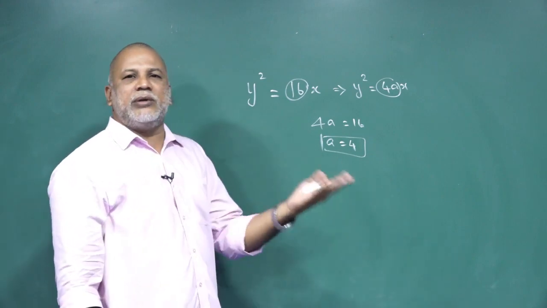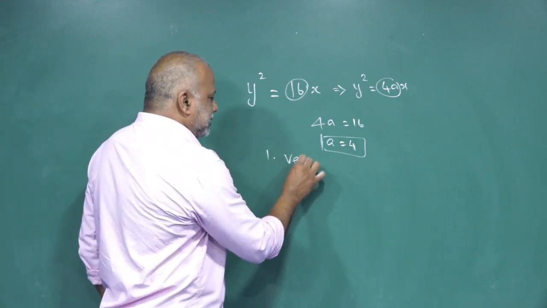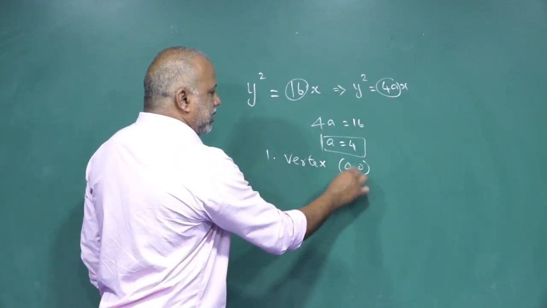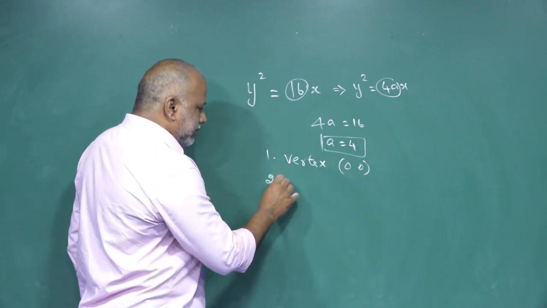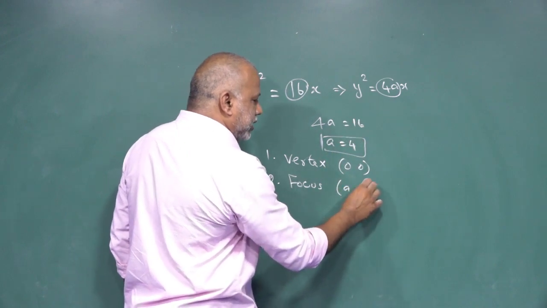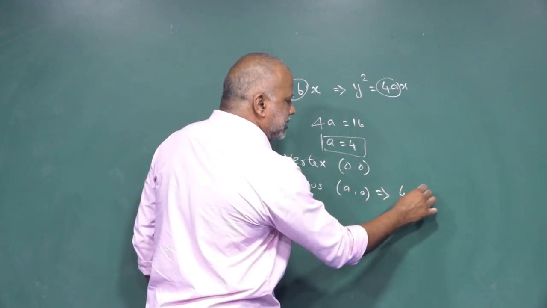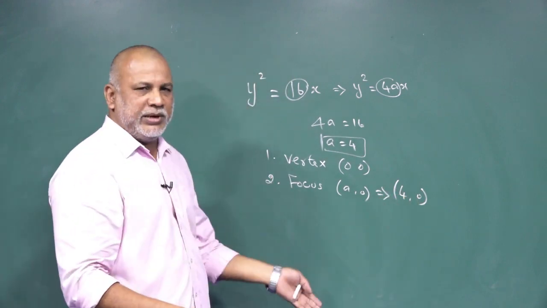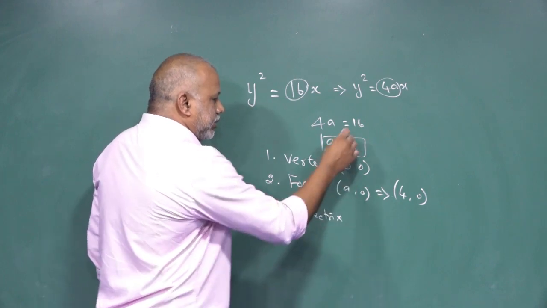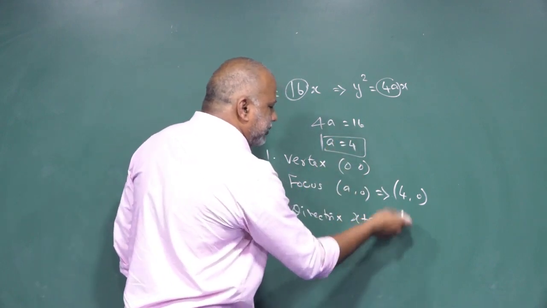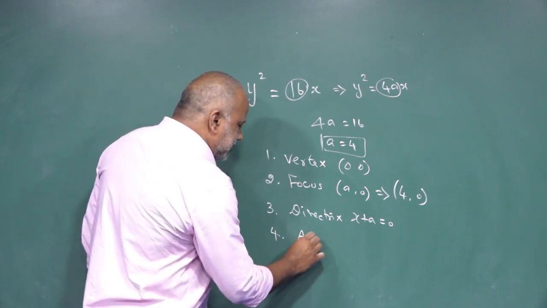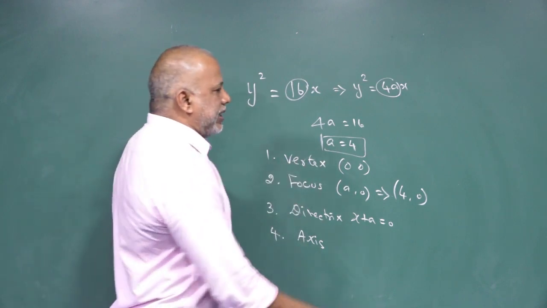From this a, we are able to work out the vertex. For all the standard types, vertex is (0, 0). Number 2 is focus. It is a type number 1 parabola, therefore the focus is (a, 0). We can replace a as 4, so (4, 0). In the same way, we are able to work out the directrix. For type number 1, directrix is x plus a equal to 0. We can replace the value of a. Number 4 is axis. It is a type number 1 parabola.